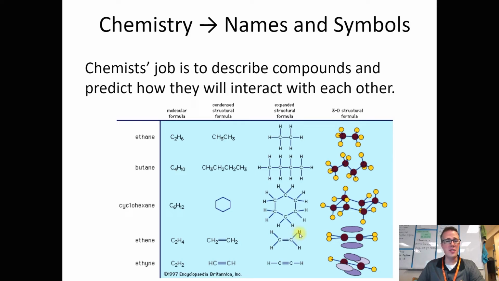Chemists' jobs are to describe the compounds and predict how they're going to interact with each other. So I plucked a picture off of the internet. We can do this using a formula. We're going to learn about formulas here in just a little bit, and we can draw it that way. We can also draw it as a stick model, where we show how the atoms are sticking to each other with each individual atom. We also sometimes use symbols like circles and triangles, like we've already been practicing. But all of these things describe the same thing: how a molecule or a compound looks.